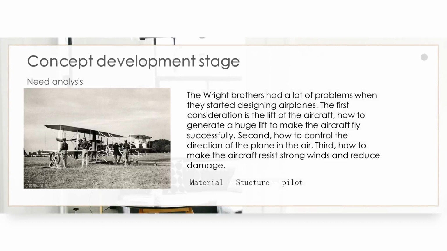The Wright brothers, famous all around the world, had a lot of problems when they started designing airplanes. The first consideration is how to lift the aircraft, how to generate a huge lift to make the aircraft fly successfully. Second, how to control the direction of the plane in the air. This is important. Third, how to make the aircraft resist strong winds and reduce damage. And for the whole thing, we need to be concerned about the material structure and the pilots themselves.